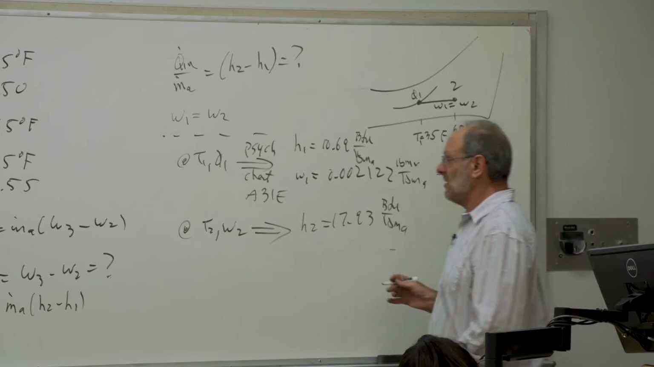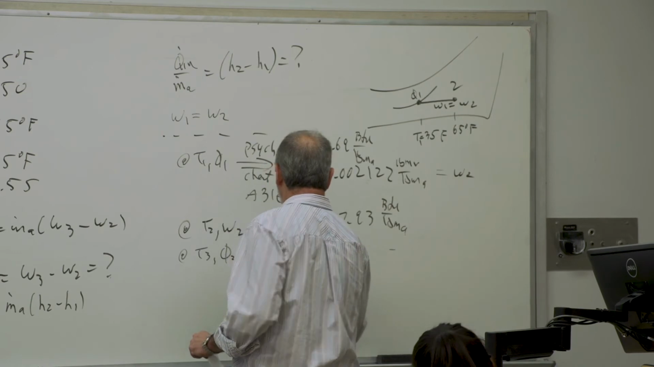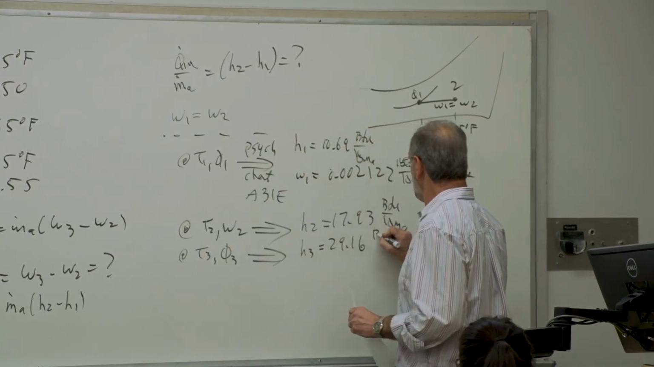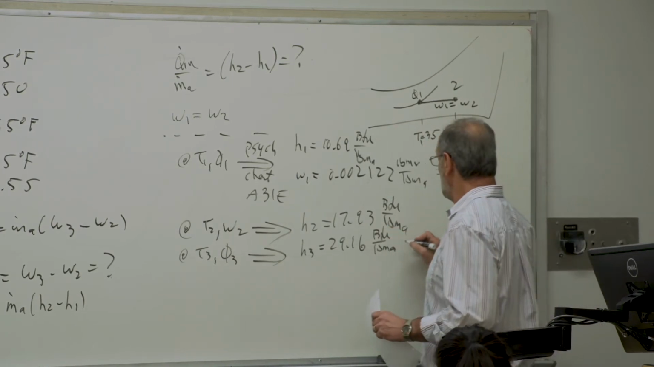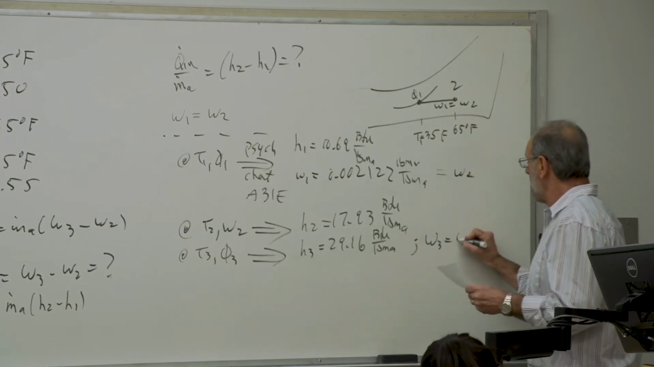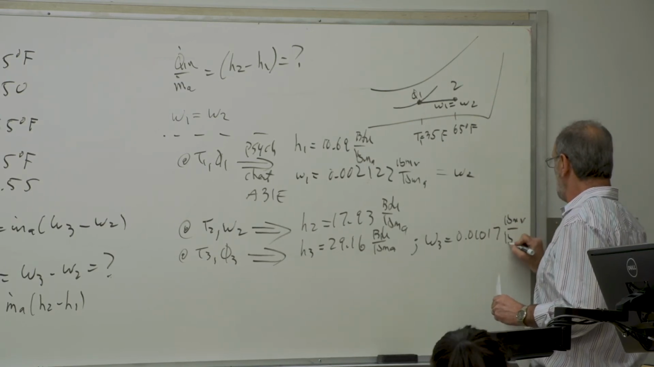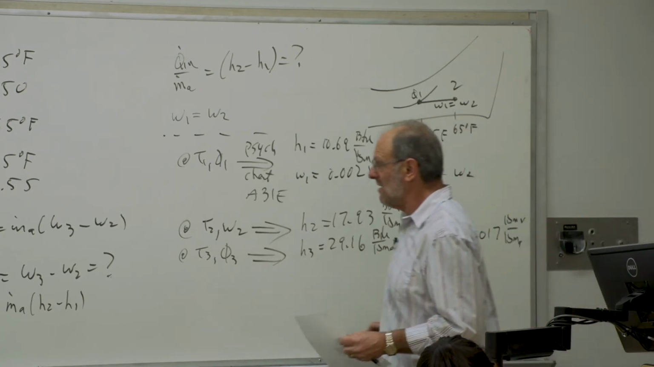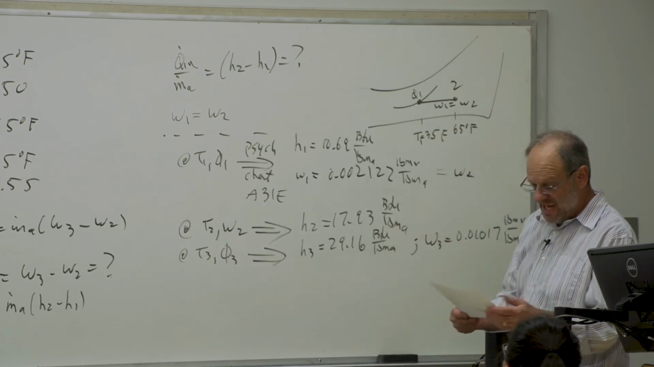And then lastly, we go to state point 3. So at T3 and phi 3, back into the psych chart, we get H3 of 29.16 BTUs per pound mass of dry air. And we're also going to need the humidity. So omega 3 is 0.01017 pounds mass water vapor per pound mass of dry air. All right, so now we have all of the equations and all the data we're going to need.